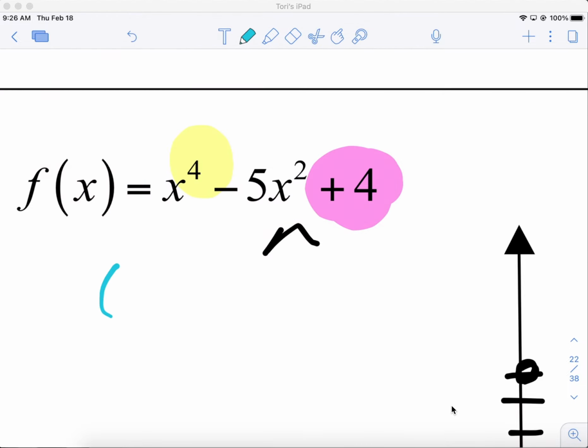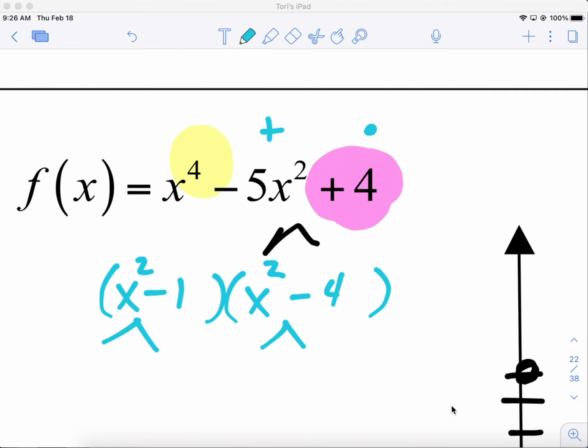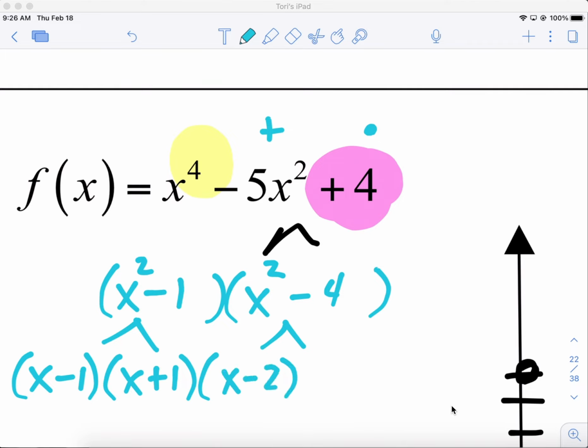So let me walk you through that real quick. All right, so let's say we're asking what would multiply to make 4 and add up to negative 5? That would be an x minus 1 and an x minus 4, except now they're not x and x. They're x squared and x squared. Both of these are a difference of squares, so both of them are going to split. So we're going to have an x minus 1, x plus 1, and then an x minus 2, x plus 2.